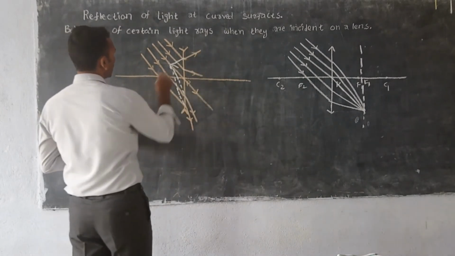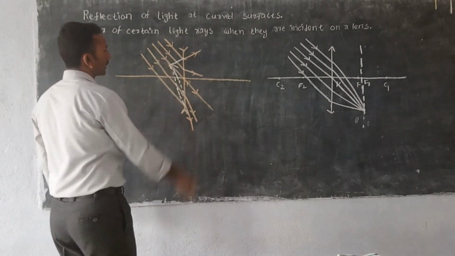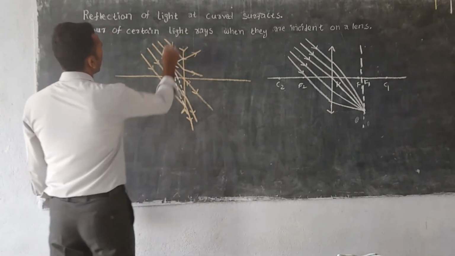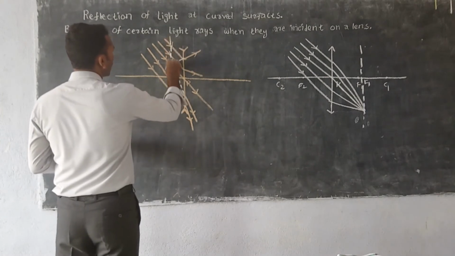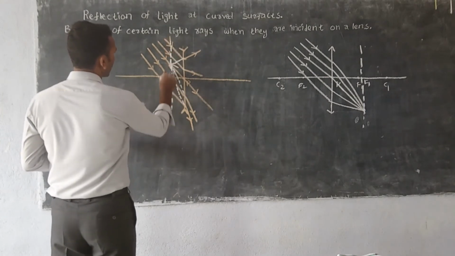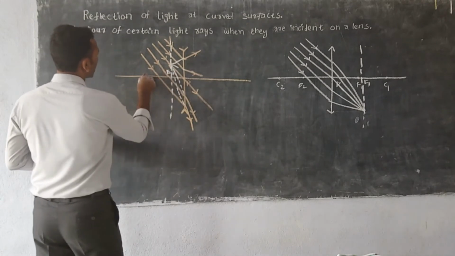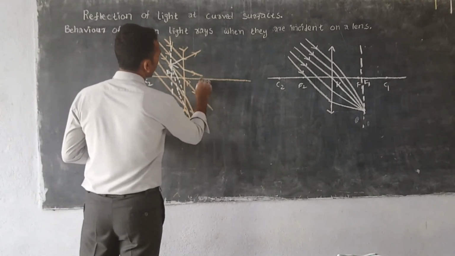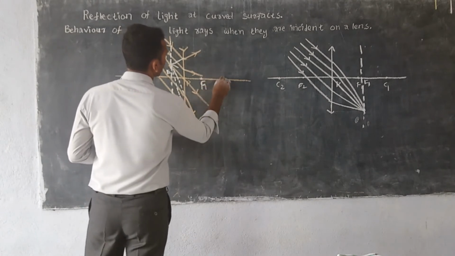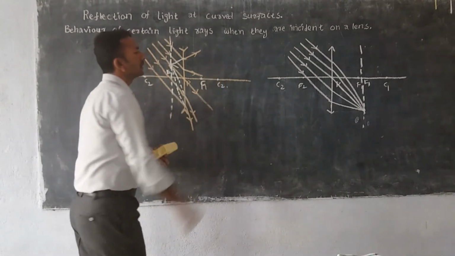Okay, this is the point where the refracted rays meet, and this one is the focal plane. This one will be the focal point F2, this one will be the center of curvature C2, and this one will be the focal point F1, and this one will be the center of curvature C1.